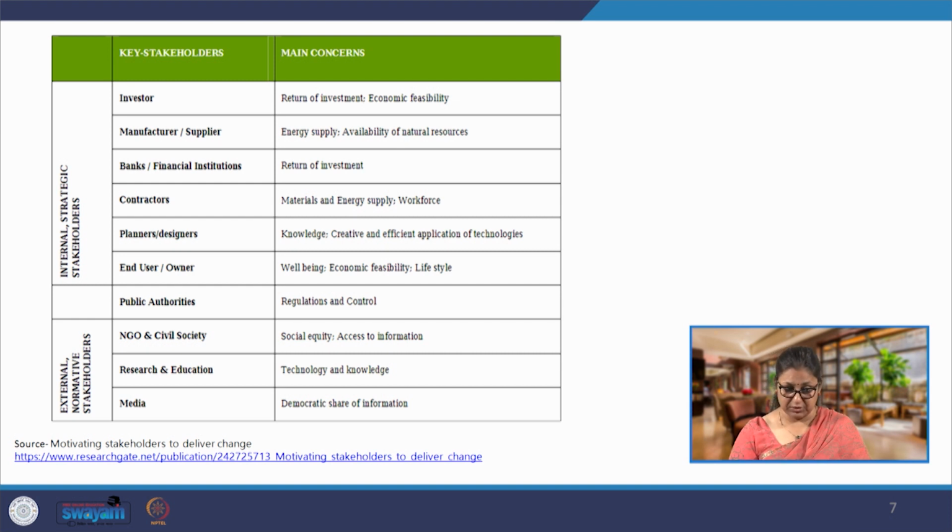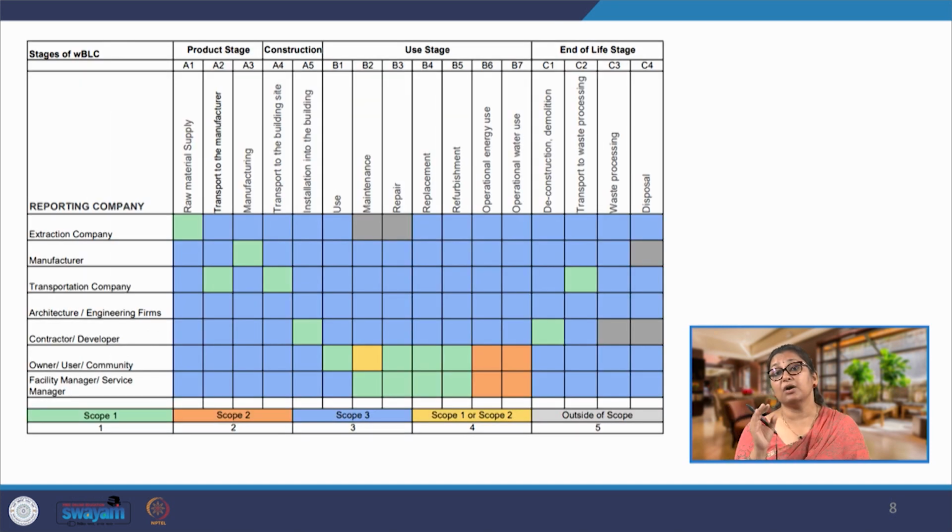Now, with this understanding of the stages of the building life cycle and also the key stakeholders, if we look at where the scope 1, 2 or 3 emissions are going to be through the entire life cycle of the building, approximately this is what we will get.